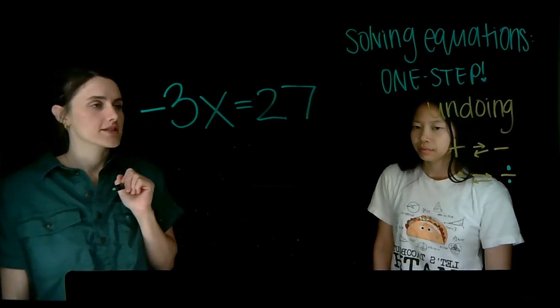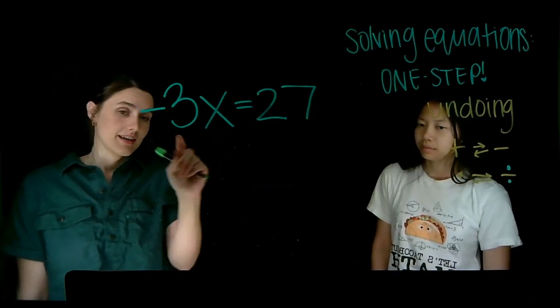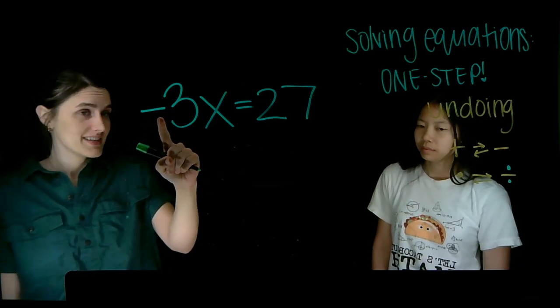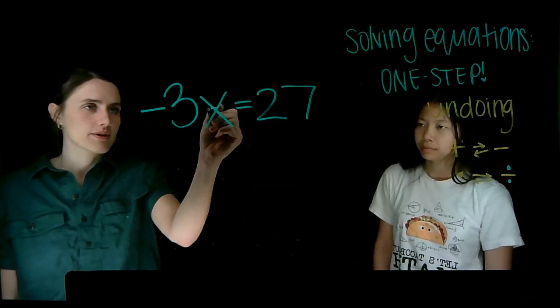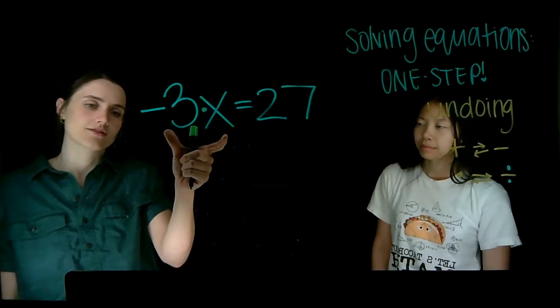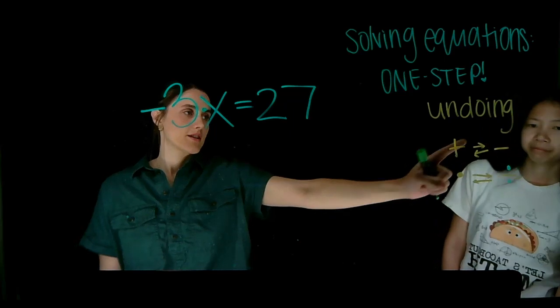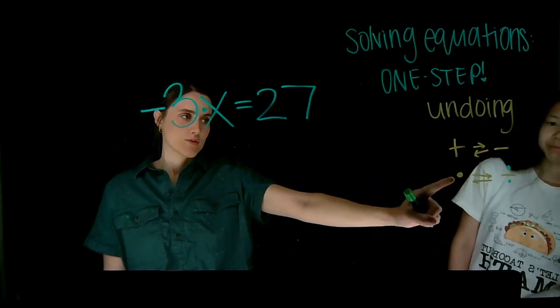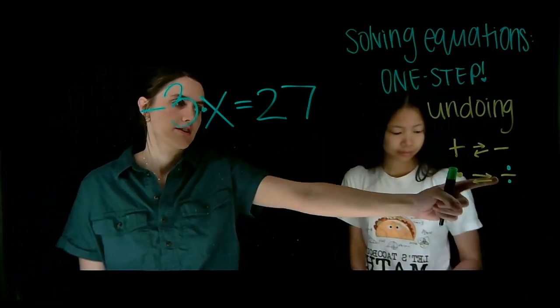Like we just learned on the last example, there's no plus sign in here. It looks like there is a minus sign, but this right here is representing negative 3. And this is saying negative 3 times x. So, just like we talked about over here, plus undoes minus, and multiplication undoes division. And the other way around, division undoes multiplication.